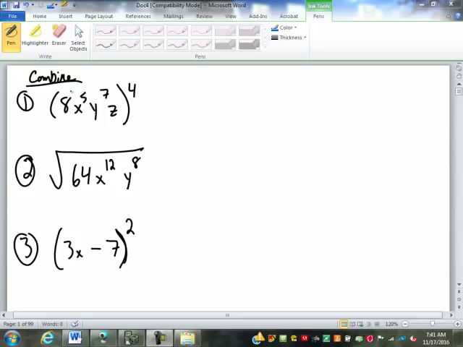So for the first one here, we've got 8 to the power of 4. So you actually have to do 8 times 8 times 8 times 8, which is what, 4,096?